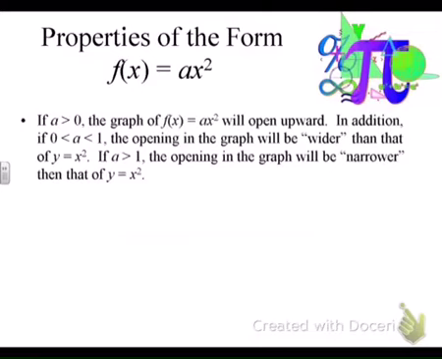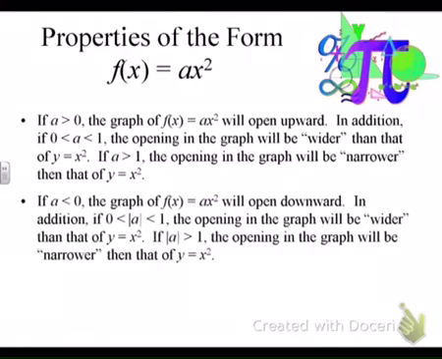Okay, so properties of the form f of x equals ax squared. We know if the number a is greater than 0, then the graph of f of x equals ax squared is going to open upward. We also know that if a is between 0 and 1, the opening of the graph will be wider than that of y equals x squared, which is the parent function. If a is greater than 1, then the opening of the graph will be much more narrow than that of y equals x squared.